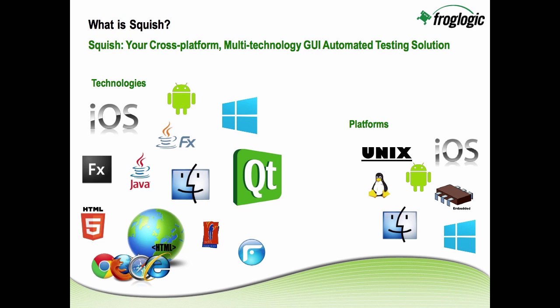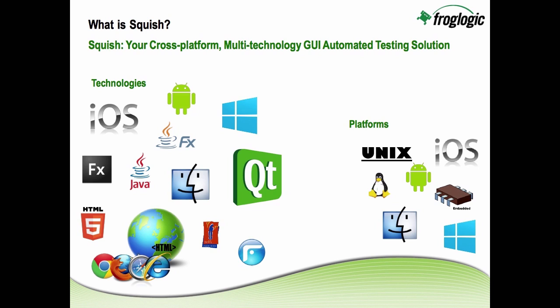Now let's talk about Squish. So Squish is our automated GUI testing solution. It's cross-platform and works with multiple technologies. So we support a variety of technologies. You can see those logos represented on the left, and across the platforms on which those technologies are supported.